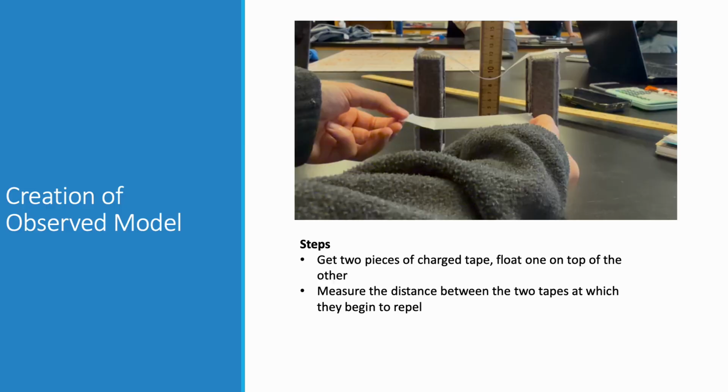So here we have a really poorly demonstrated creation of the observed model. This did not work. We had to redo it afterwards. But essentially the steps were to get two pieces of charged tape and then float one on top of the other, and then measure the distance between the two tapes at which they begin to repel.